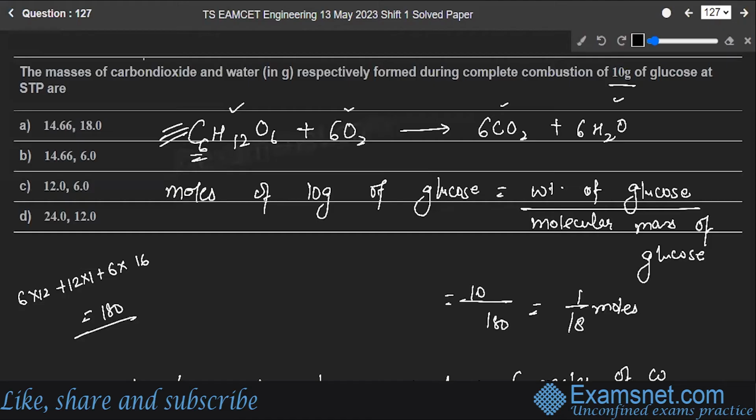And what do you have to find out? Mass of the carbon dioxide and water. Okay, I have to go for water also. So the mass of the carbon dioxide I've just told, this is 14.66 grams. That is present in option A and B. And let's find out the mass of water now.